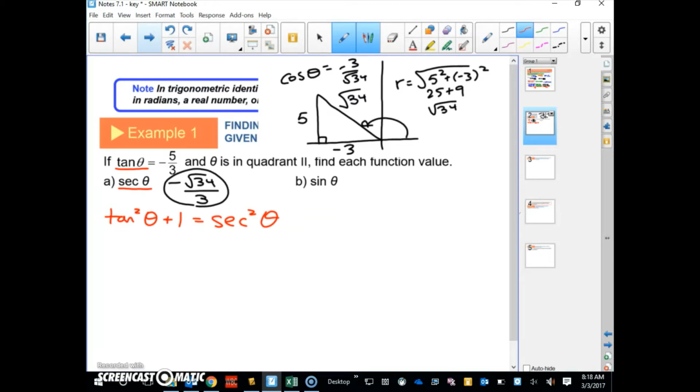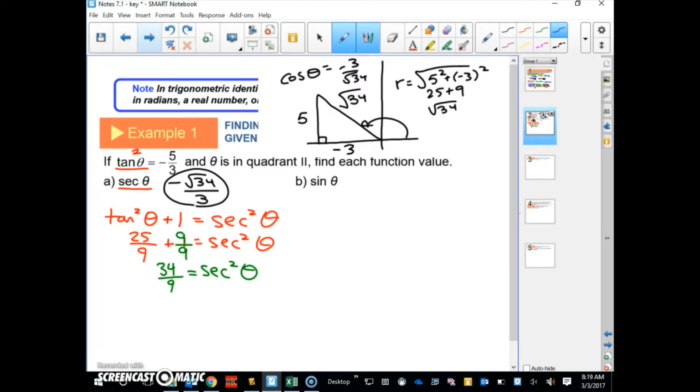So tangent squared theta just means take this and square it. Okay? We want to square this thing. So if you square this, you should be able to do that in your head. -5/3, if I squared that, would be 25 over 9. So 25/9 plus 1 equals secant squared theta. Now we're adding fractions, so to add fractions you would want a common denominator. So let's change that 1 into 9/9. So we have 25/9 plus 9/9 is 34/9. So 34/9 equals secant squared theta.